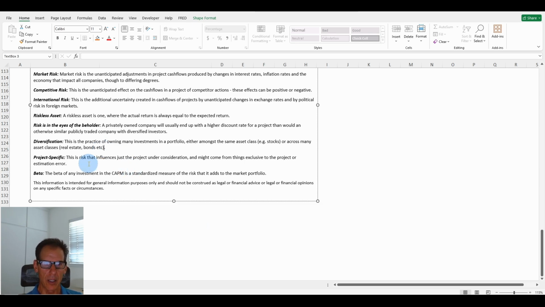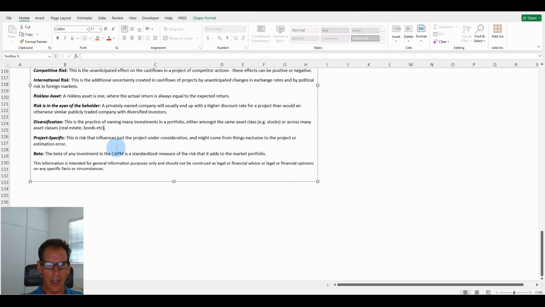In this session, or in this collective group of courses, we're going to be focusing on project-specific risks. This is the risk that influences just the project under consideration and might come from things exclusive to the project or estimation error. Now in beta, the beta of any investment is the CAPM, a standard measure. There's a lot of different means to measure risk. Beta is the predominant, but there are endless if you want to incorporate that into your analysis.